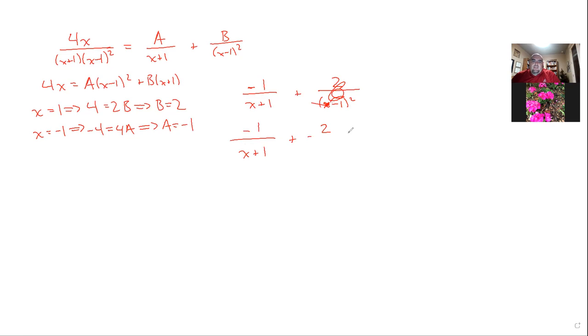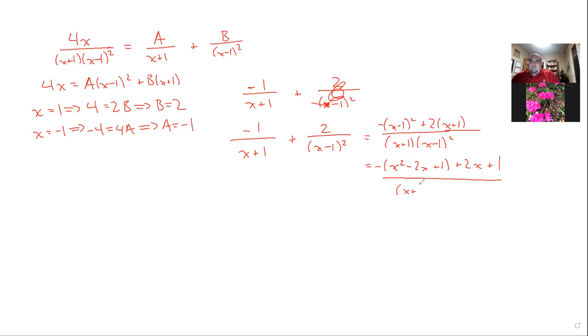So it worked, but is this really equal? If I add these together, my common denominator is going to be x plus 1 times x minus 1 squared. So this will be negative x minus 1 squared plus 2 times x plus 1. So minus x squared minus 2x plus 1 plus 2x plus 1, over x plus 1 times x minus 1 squared. If I do that, then what happens to the numerator? I get 4x, the ones cancel, minus x squared, over x plus 1 times x minus 1 squared.